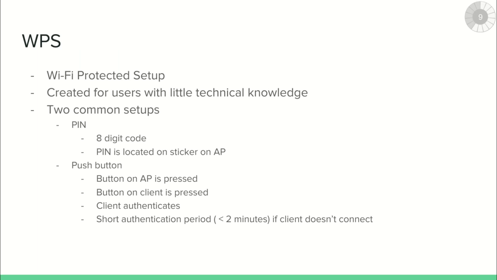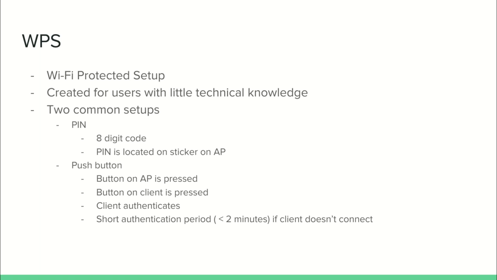And then WPS is the last standard that we'll talk about. It stands for Wi-Fi Protected Setup, and it was created for those that are less technologically literate so they could take the advantage of a secured network instead of leaving them open. There are two common setups. The first is a pin setup, which often the pin is physically located on the AP. It's written on a sticker attached to it. It's an 8-digit code, and you have to input that code on your client device.